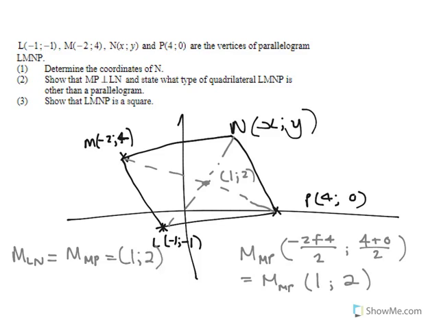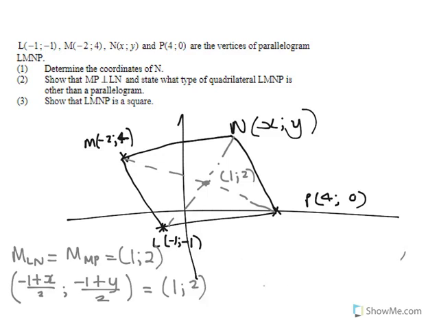Right? And so the midpoint of Ln is minus 1 plus x over 2. And the midpoint of the y coordinate will be minus 1 plus y over 2. And we know that that's equal to 1, 2. So effectively that gives you two equations to work with, right? So we know that the x coordinate, which is minus 1 plus x over 2, is going to be equal to 1. And you can solve that by inspection.